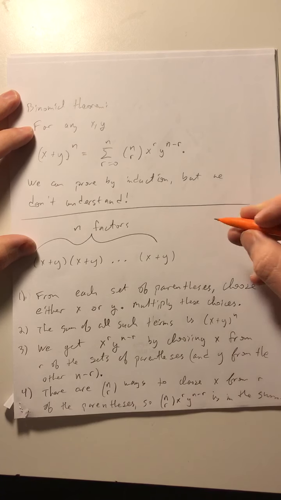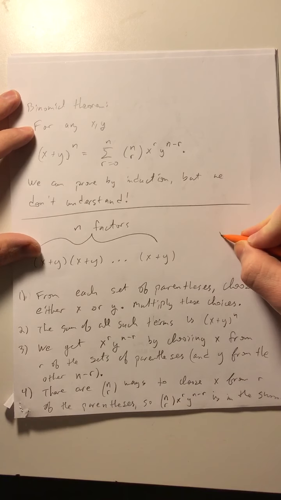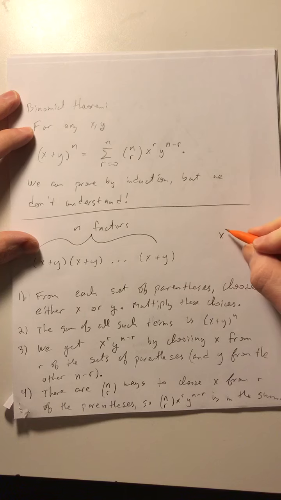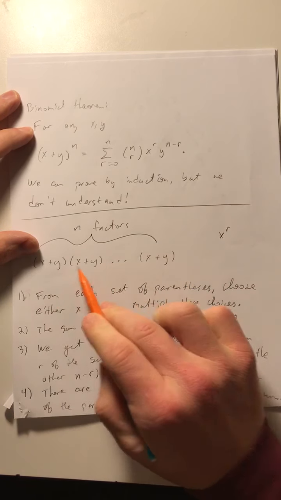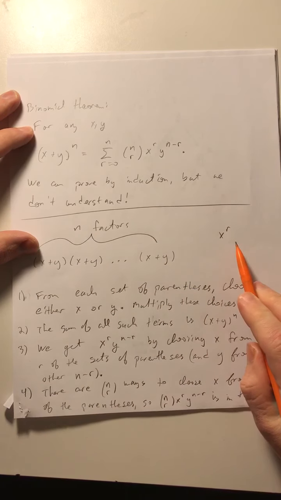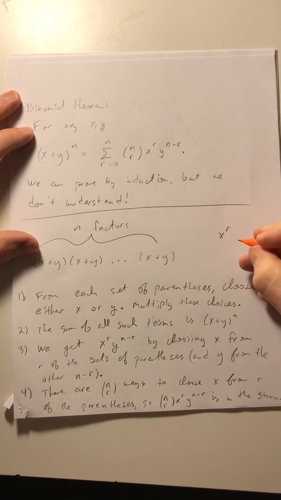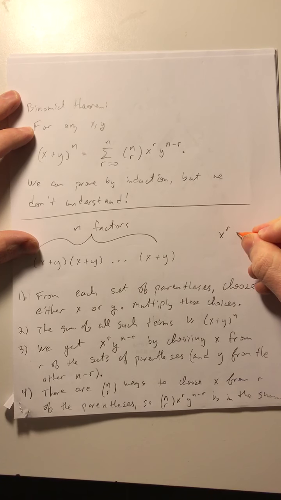So now I want to know how many ways can I get, say, well, if I go through the parentheses and I pick x r times, then I have to choose y n minus r times.